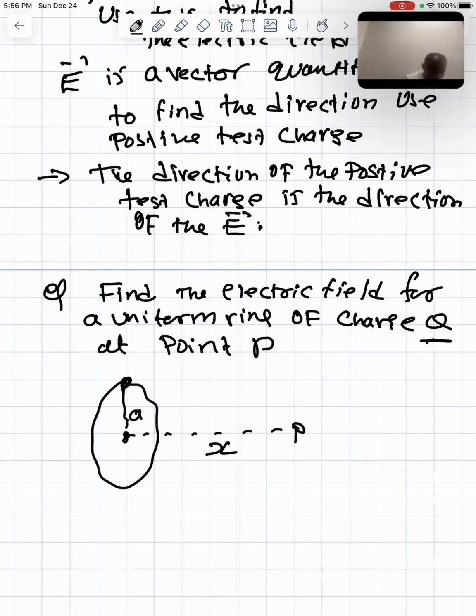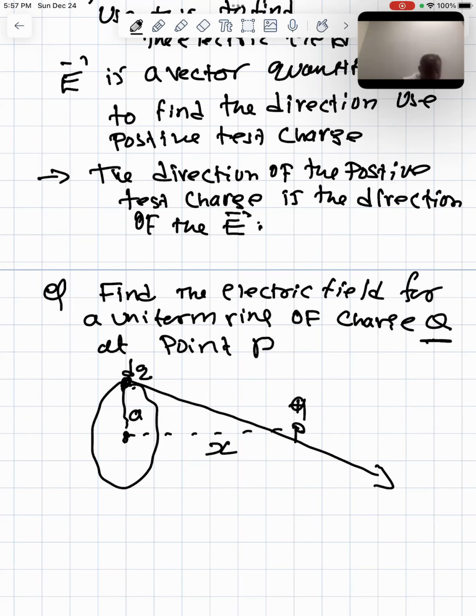First of all, take an infinitesimal amount of charge, dq. To find the direction of the electric field, you have to use a positive test charge. As I told you, my dq is positive, so it's going to push my positive test charge away, because like charges repel each other. The direction of the positive test charge is the direction of the electric field.